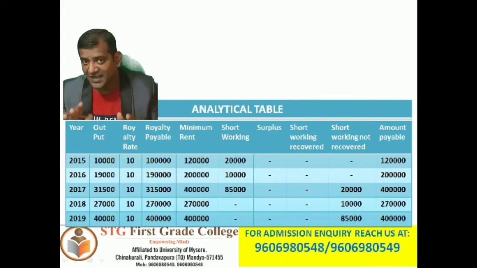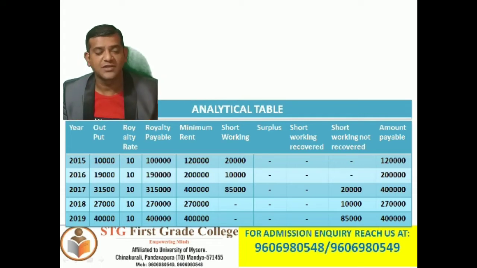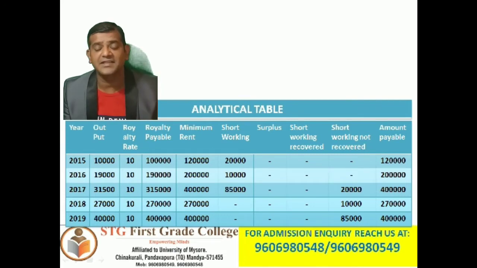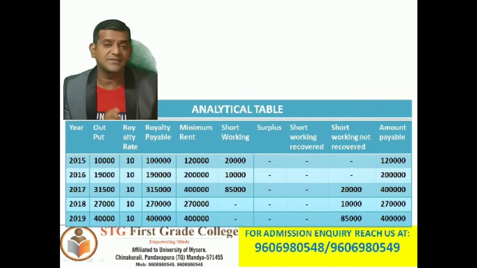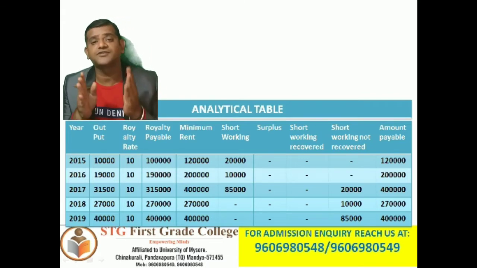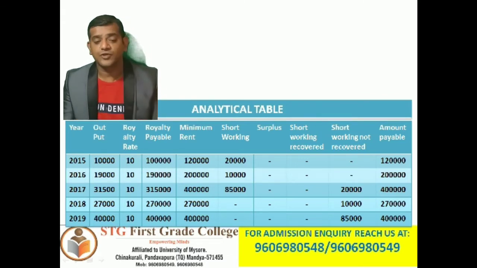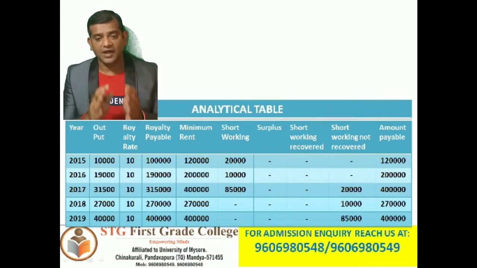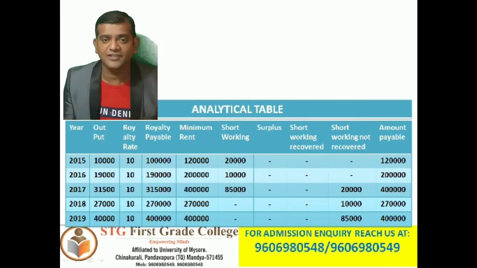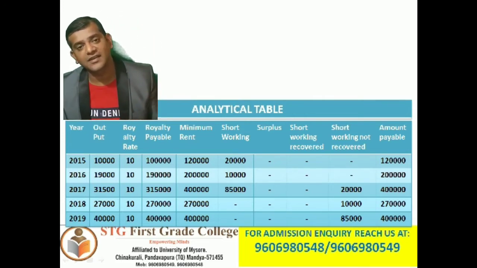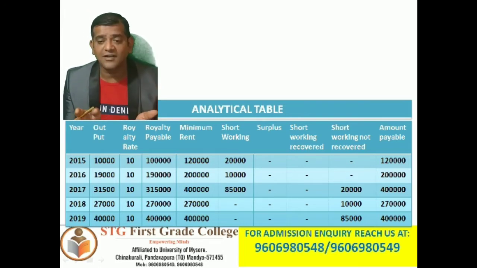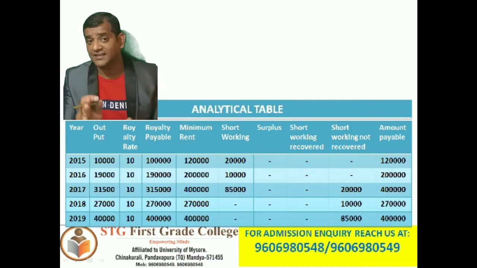So it is very clear there is also a shortage. So how much is the shortage? That is 2 lakh minus 1,90,000. 10,000 rupees is the shortage. Correct? So post that shortage to the short working column. So 10,000 rupees to the short working column, enter. Okay, so after that surplus, no, dash. Then is there any short working recovered? No, dash. Any short working not recovered? No, dash, because we are in the second year.